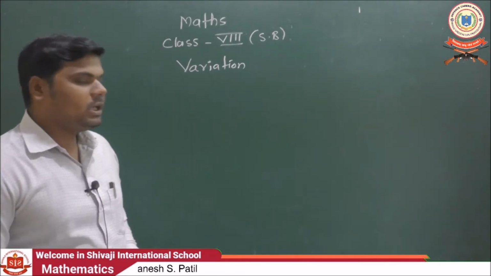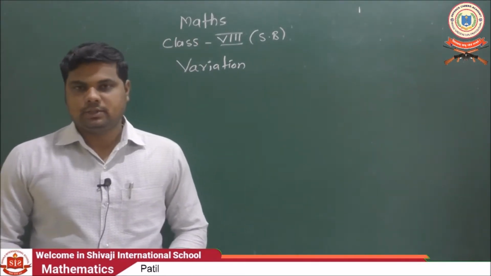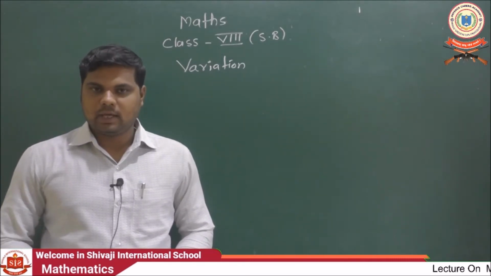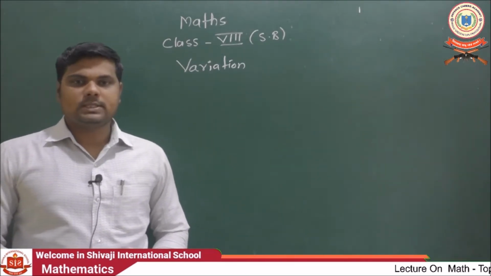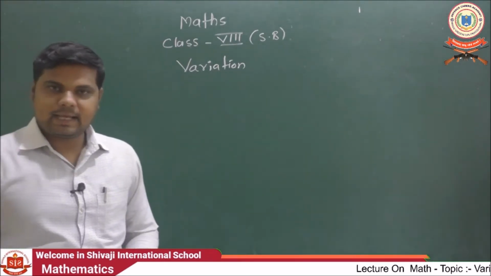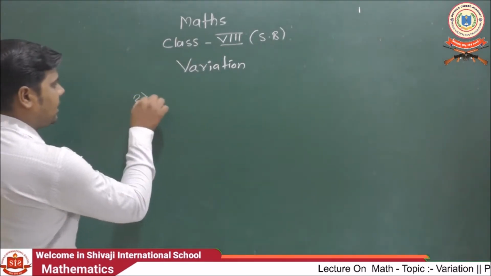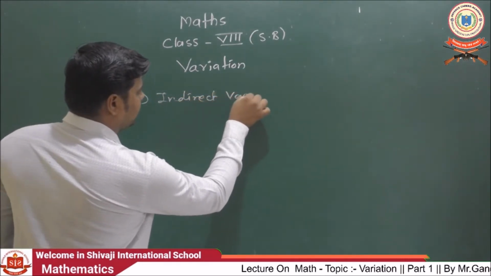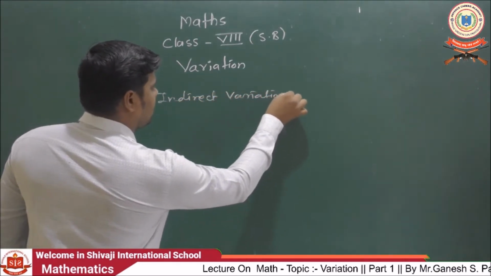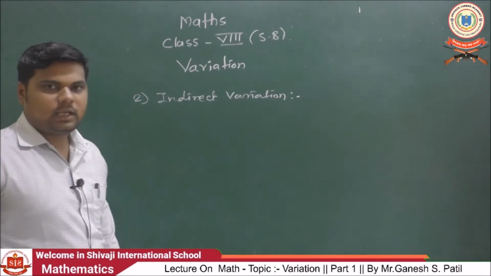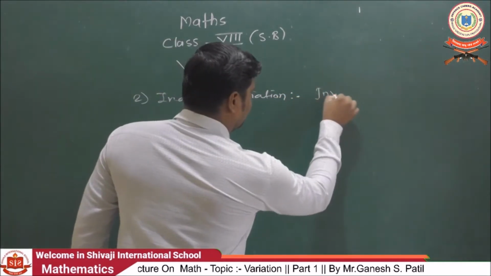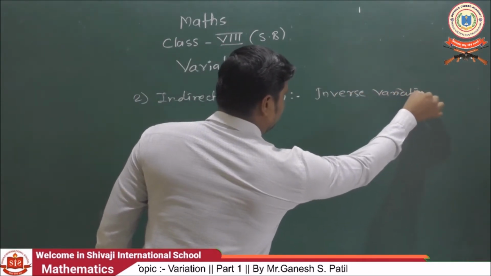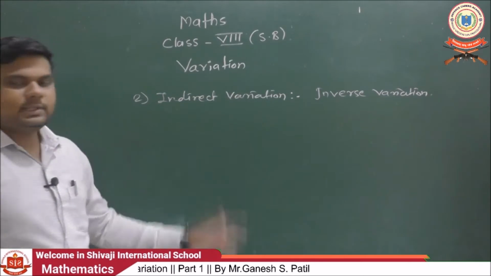Okay, now see, in the last lecture we have studied the first type of variation, the direct variation. And today we are going to discuss indirect variation. This is the second part of variation, indirect variation, or it is also called inverse variation. What is inverse variation?